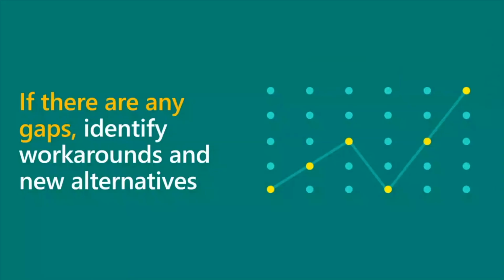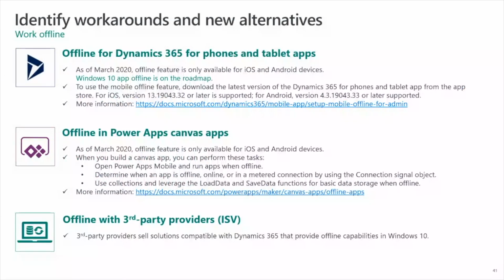So let's deep dive on this alternative for a bit. To work offline, as I said, you need to install the Dynamics 365 for phones and tablets applications. As of March 2020, the offline feature is only available for iOS and Android devices, but we are working on the Windows 10 app offline. That's currently ongoing with very active development. To use the mobile offline feature, you just need the latest version of the app, and you can follow the link to configure this offline mode.